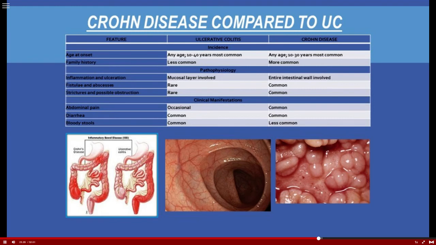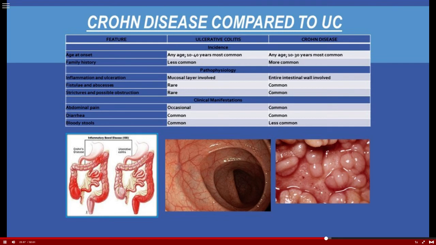The next thing we're going to discuss is, of course, Crohn's disease compared to ulcerative colitis. So these two are under the umbrella of inflammatory bowel disease, not to be confused with irritable bowel syndrome. So inflammatory bowel disease has two categories. Like I said, ulcerative colitis versus Crohn's disease. And this is a really nice table for you. And of course, it's in the review notes for you as well.